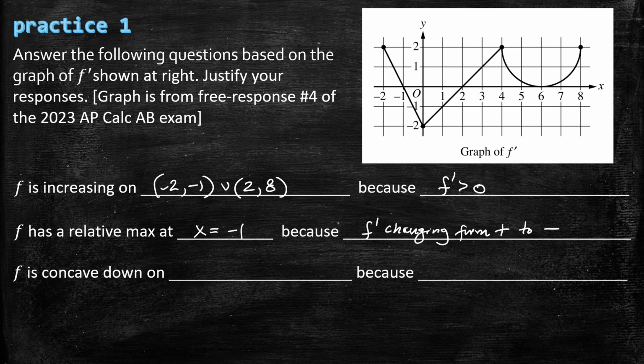Where is f concave down? Now, again, because we don't have a graph of f double prime, we need this important fact that we are looking for where f prime is decreasing. And f prime is decreasing, it seems, from -2 to 0, and then also from x equals 4 to x equals 6. So we'll put that here, -2 to 0, unified with 4 to 6.